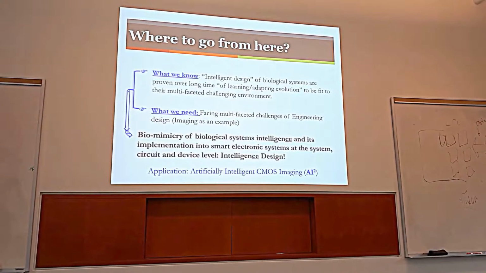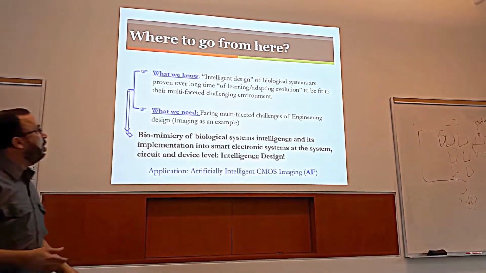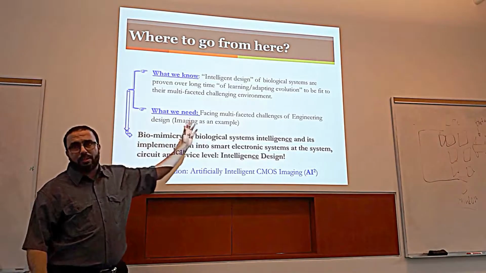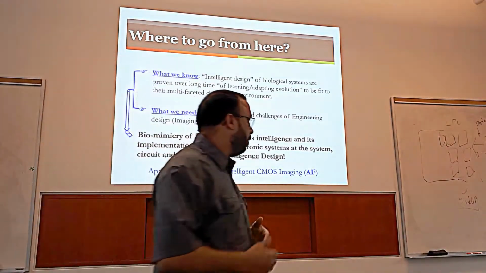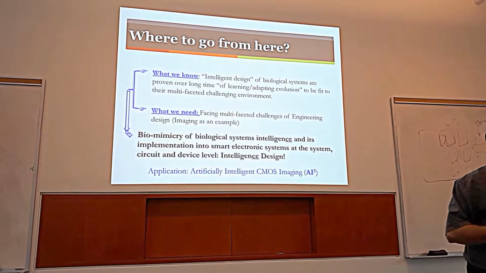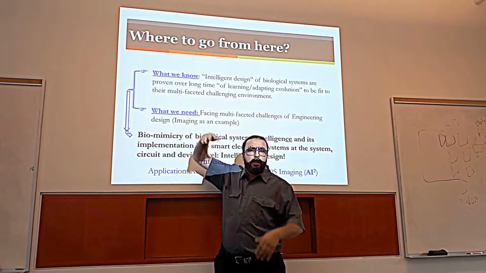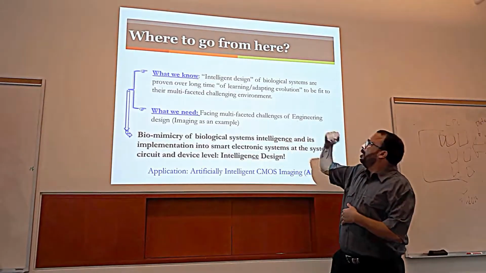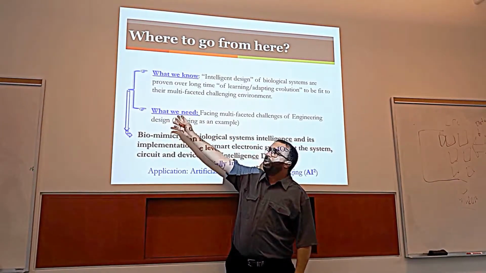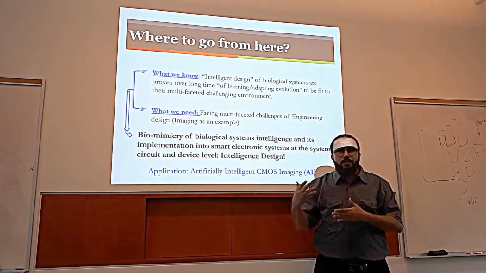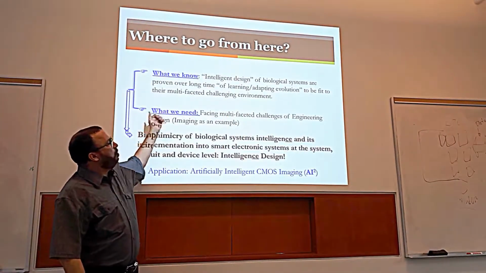Alright, good. So where do we go from here? What we know and what we need. What we know is that intelligent design of biological systems has passed the test of time. They have been here for millions of years and they survived. That means they can actually solve multifaceted problems of life with that aspect of intelligence. Now, what we need, as engineers, is to also face multifaceted problems, and we need intelligence to do that, okay?